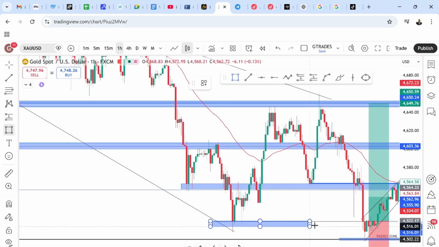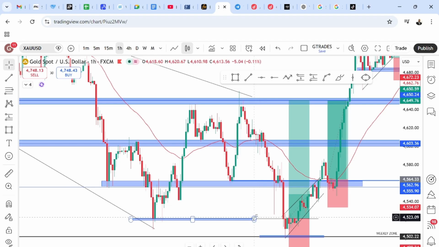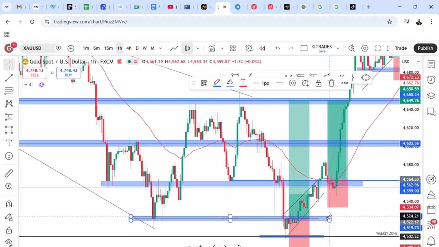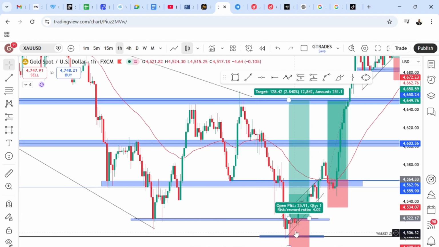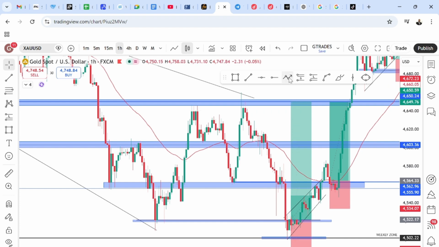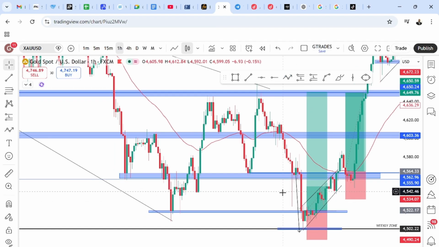I wanted price to go back to this level, not as a resistance, but as a fake out. Now what price did is that price broke below this support and later went back. Did you see? It later went back. So upon this breakout and retest, that was how we got in on this trade.